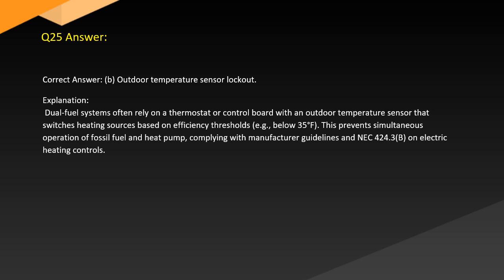Answer. Correct answer: B. Outdoor temperature sensor lockout. Explanation. Dual-fuel systems often rely on a thermostat or control board with an outdoor temperature sensor that switches heating sources based on efficiency thresholds, e.g. below 35 degrees. This prevents simultaneous operation of fossil fuel and heat pump, complying with manufacturer guidelines and NEC 424.3(B) on electric heating controls.